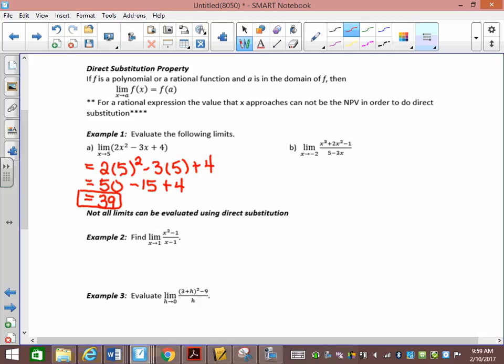Yes. It's also the value at f of 5. They're actually the same because the graph is continuous the whole way through and it's continuous at 5.